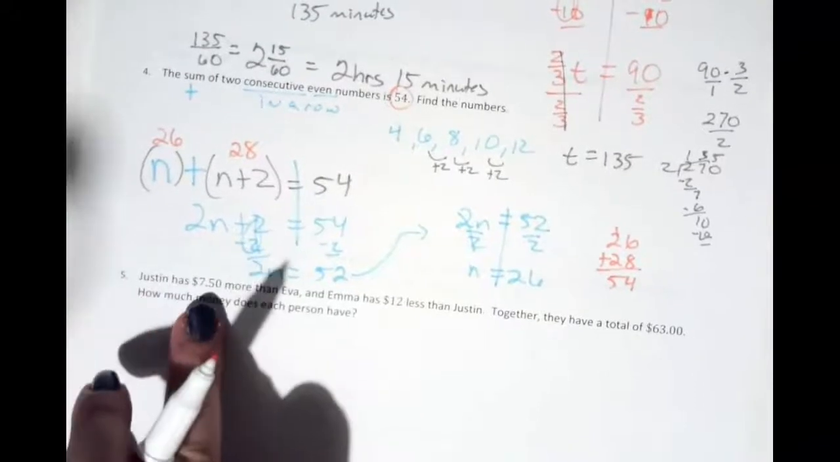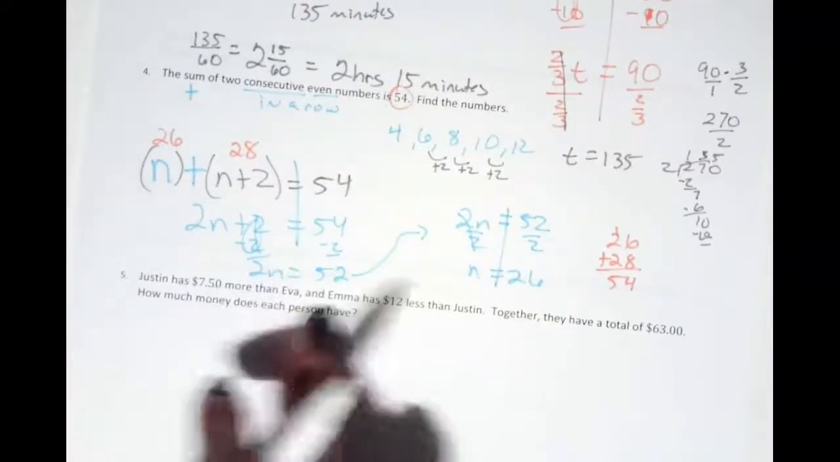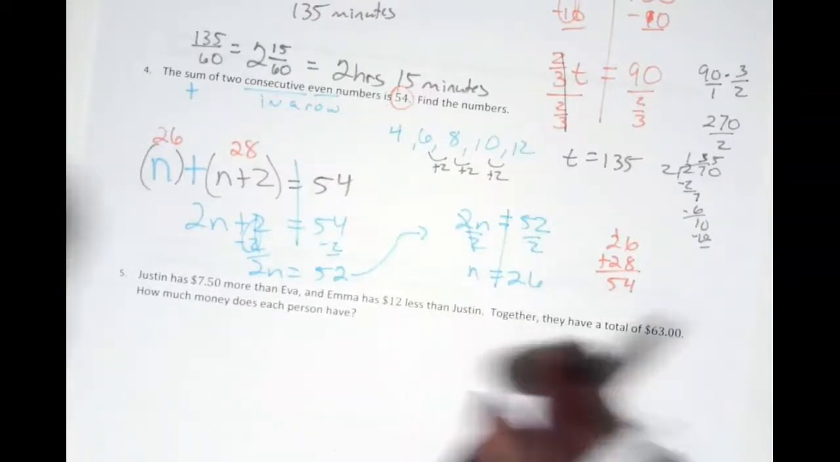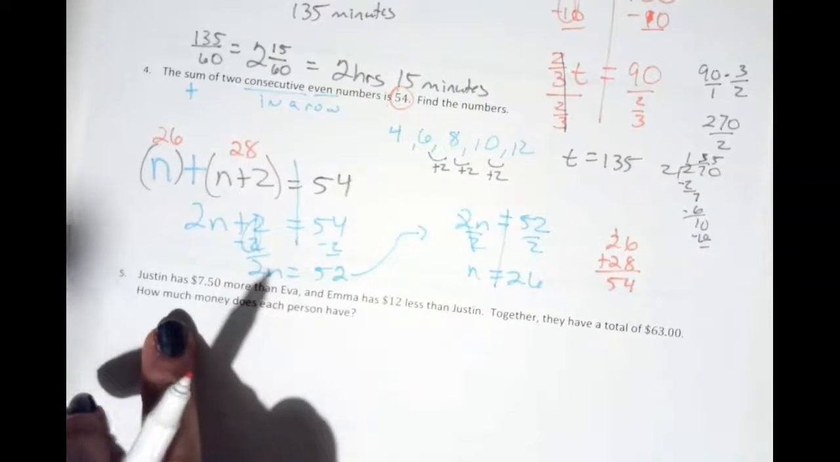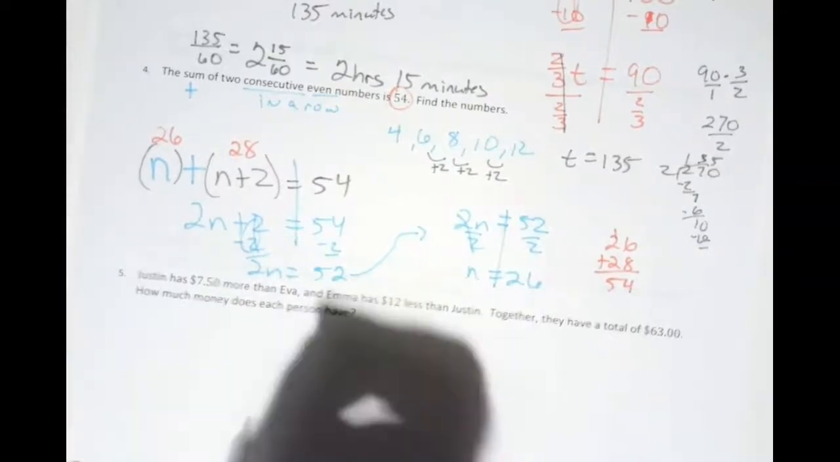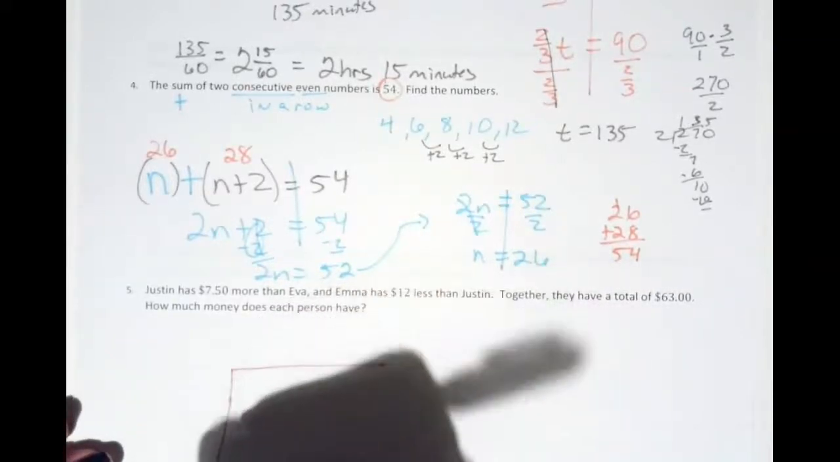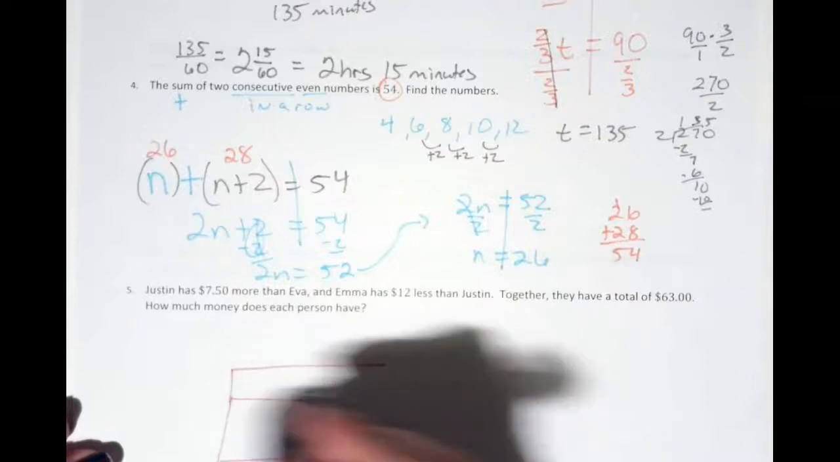Justin has $7.50 more than Eva, and Emma has $12 less than Justin. Together they have a total of $63. How much money does each person have? So this is similar to the very first question in this lesson, and we'll approach it like we did that other one.